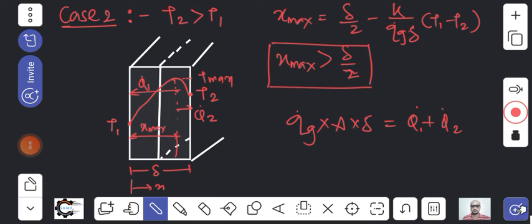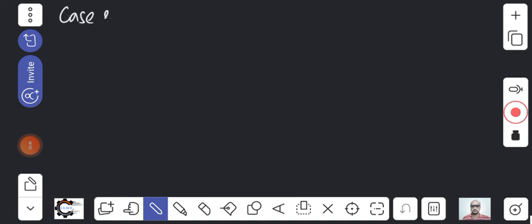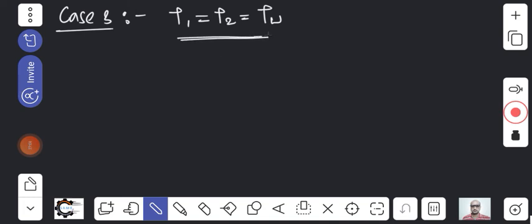Now we'll see one more case, that is case 3. In case 3, if T1 is equal to T2, then it will be the wall temperature. I request you guys, please take these two cases as homework, so that you will understand what will happen. The two cases I have already explained. If you have a doubt while solving this, then put it in a comment. I will give you the result of this also, how this variation will come if T1 is equal to T2.